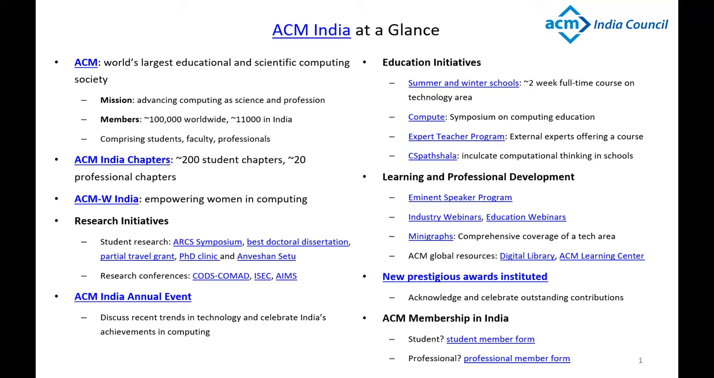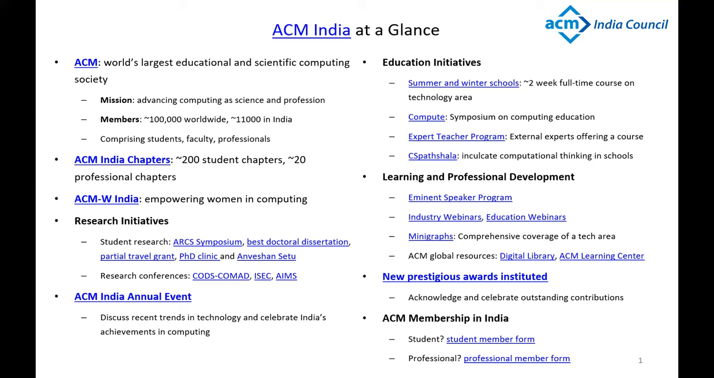ACM India has instituted 3 prestigious awards. The Early Career Researcher Award is presented to individuals in their early career who have made outstanding contributions to computing while primarily working in India. The award in this category for the current year has been given to Dr. Prateek Jain of Google AI Bangalore. The second one is the Outstanding Contributions to Computing Education Award. The award in this category for the current year has been conferred to Dr. C. V. Jawahar of IIIT Hyderabad. The third award is for Outstanding Contributions in Computing by a Woman. This has been given this year to Dr. Gargi B. Dasgupta, Director of IBM Research Labs, India.